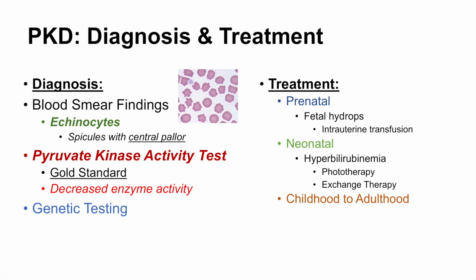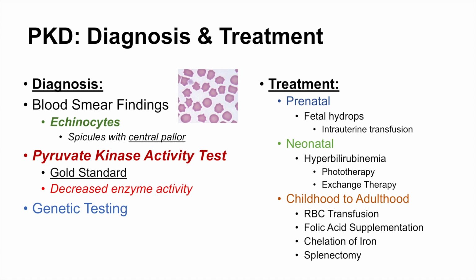And from childhood to adulthood, there are several things we can do to treat PKD. One is simply an RBC transfusion. Another one may be folic acid supplementation, chelation of iron due to that iron overload or secondary hemochromatosis. And in severe circumstances, we may need to do a splenectomy or remove the spleen of the patient so that less red blood cells are destroyed by the spleen.